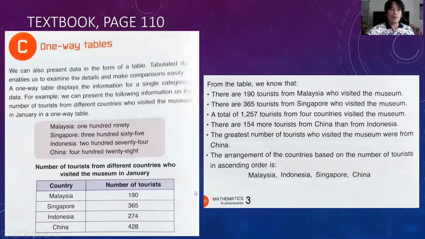One-way tables. We can also present data in the form of a table. Tabulated data enables us.